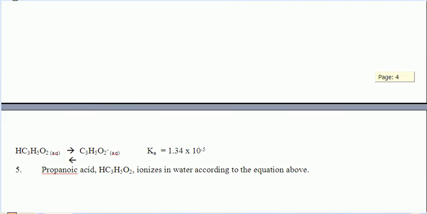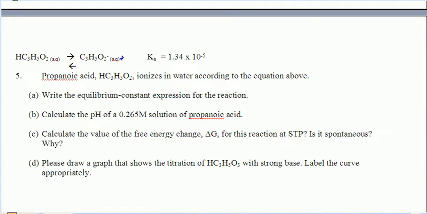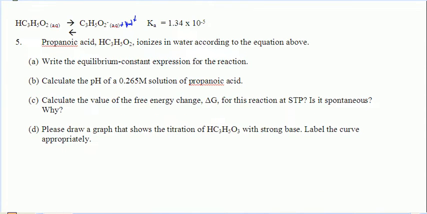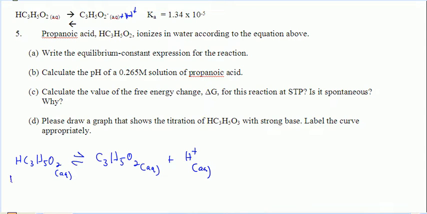Here we go. Problem 5. Before I do problem 5, there should be a plus H+ here. I do apologize about that. Alright, I'm going to do my ICE chart. HC3H5O2 aqueous goes to C3H5O2- aqueous plus H+ aqueous, ICE.